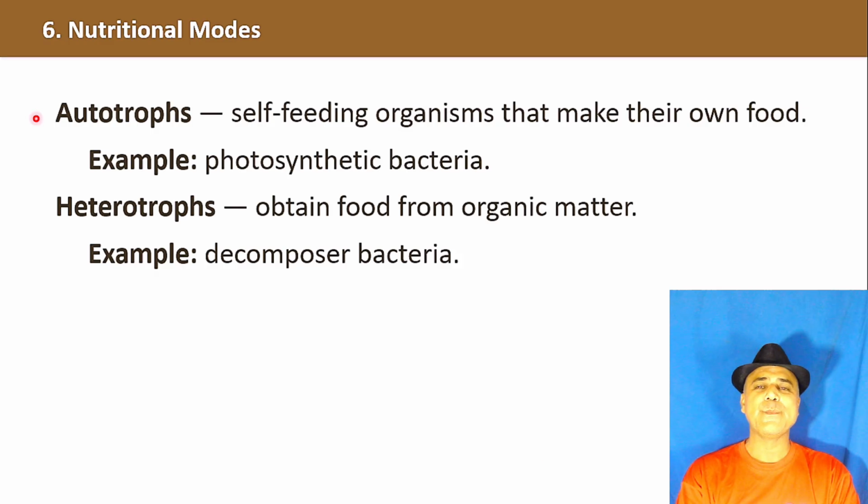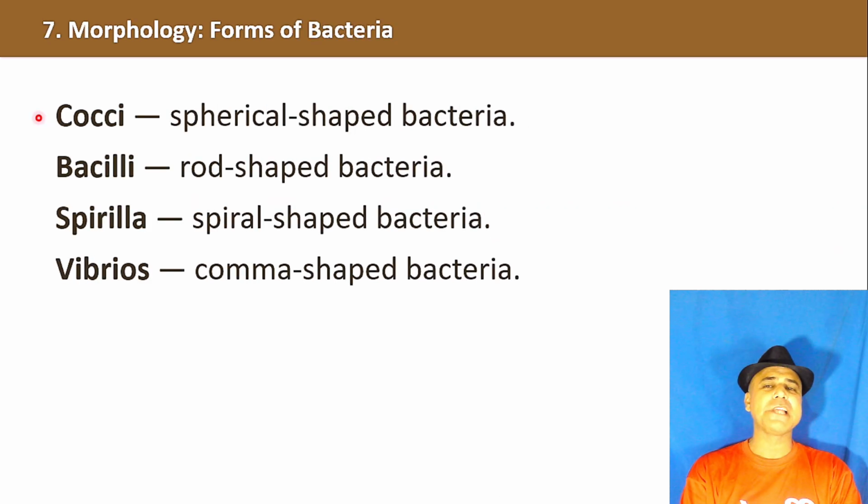Nutritional methods in bacteria. Autotrophs are self-feeding organisms that make their own food. An example is photosynthetic bacteria. Heterotrophs obtain food from organic matter. An example is decomposer bacteria. Morphology of bacteria, forms of bacteria.